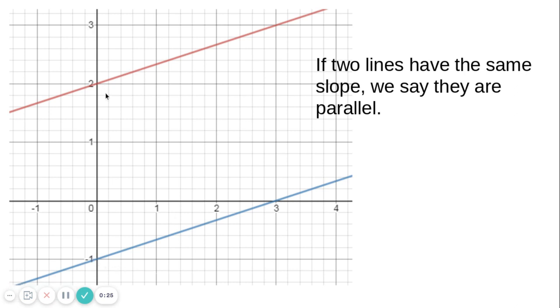But if you notice these two lines, the red one here goes up one and then over three. And the blue one, it goes up one and then over three. That means those two lines are going to be parallel for as long as they both shall live. They will never cross, and that's fact number one. So put it in your pocket, keep it. Two lines that are parallel are going to have the same slope.